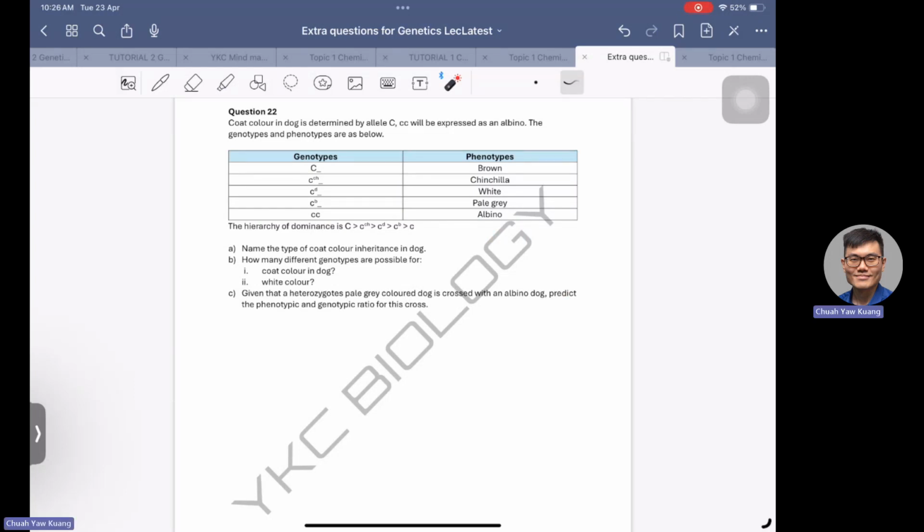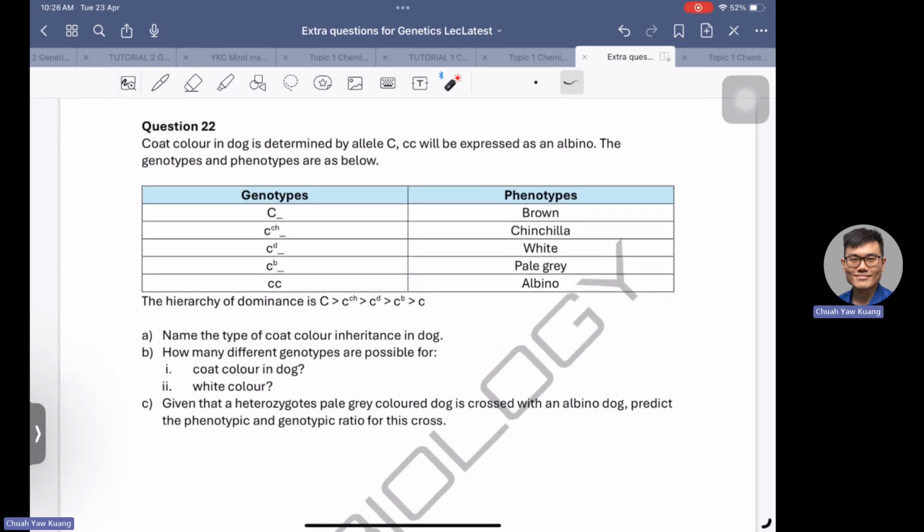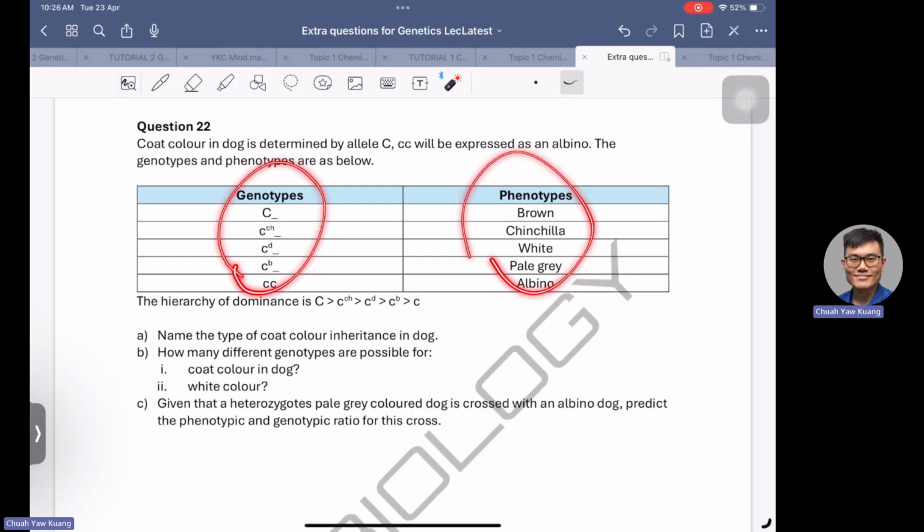Question 22 shows that there are different genotypes and phenotypes in the coat color in dogs. Based on the question, the dominant allele C is the highest in the hierarchy of dominance. There are 5 types of alleles that control this coat color. By looking at the description of the question, it is very clear that this question is related to multiple alleles.